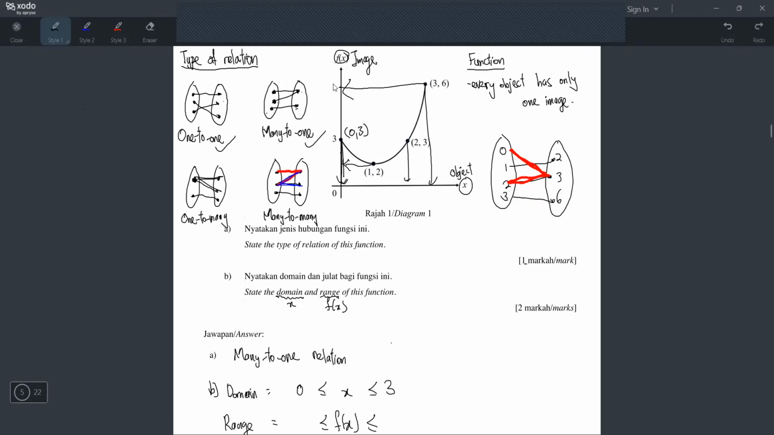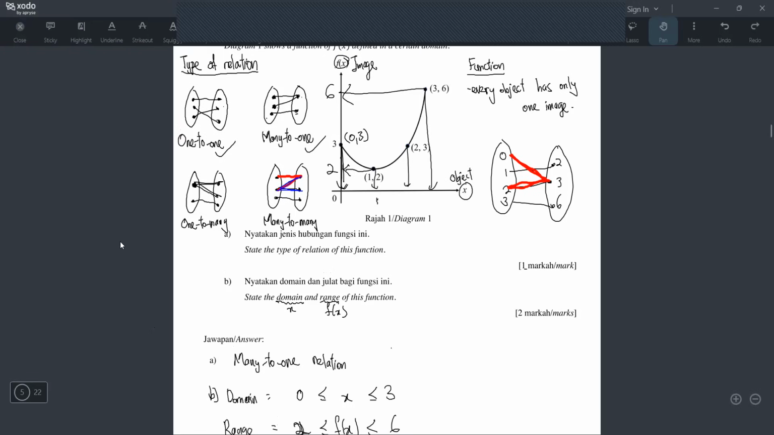Because we are looking at the y-axis, this is 6, and the lowest is 1. So the range will be in between 1 and 6, right? Sorry, it's not 1. This is 2, because this coordinate is 1, 2. So we have to cover every value from 2 to 6, right? So this is 2.